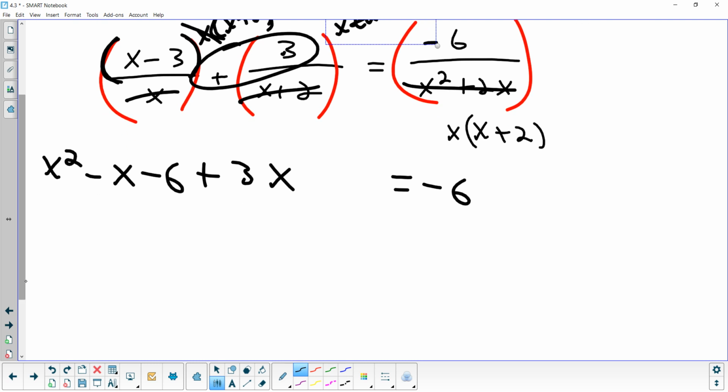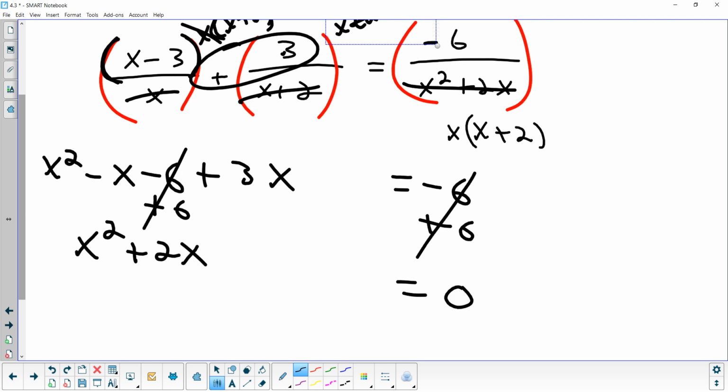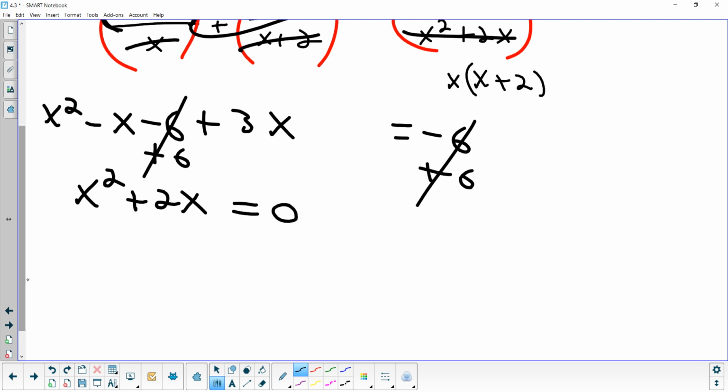All right, let's combine like terms on the left. Anybody notice what's going to happen to that negative 6? Yeah? It's going to cancel out because if you add 6 on both sides, it's gone. That's going to make our next step very easy. So all we have is x squared plus 2x. I'm just going to move the equals 0 closer. Now, let's factor that.